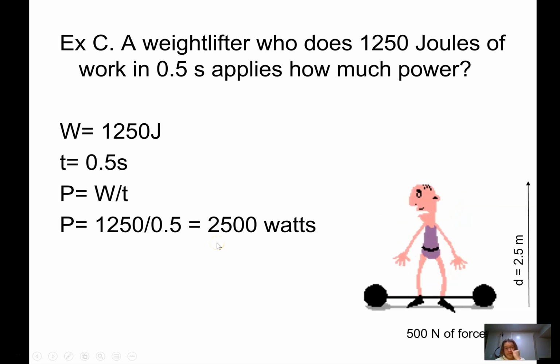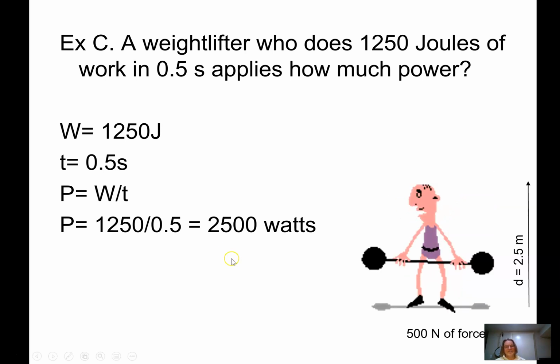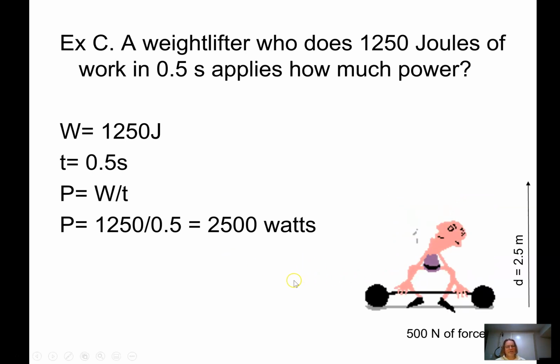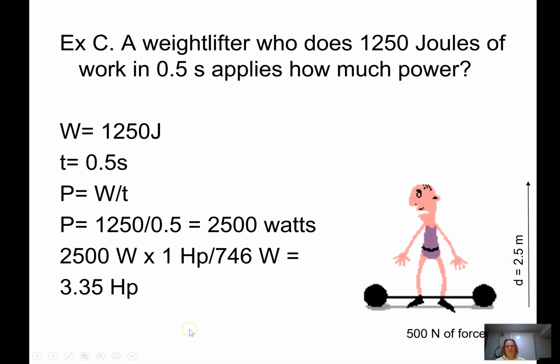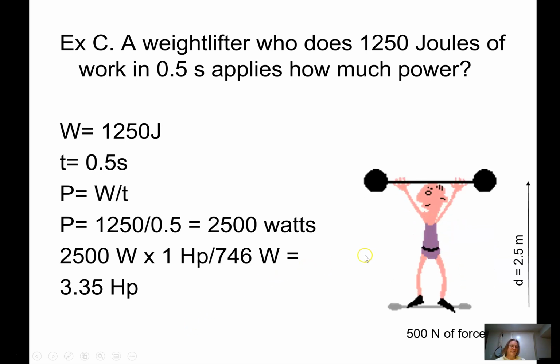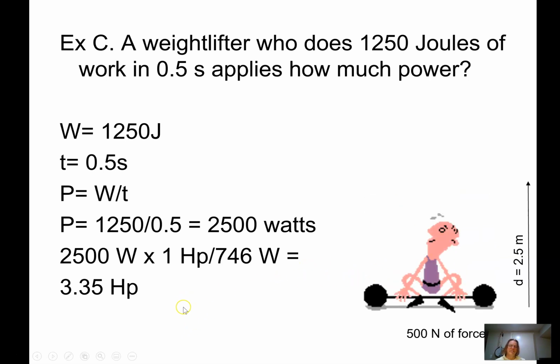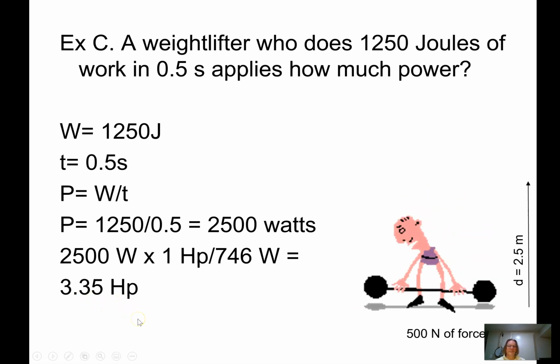Whoo! How many horsepower is that, everybody? Because remember, 1 horsepower is 746. That's a few horses. It doesn't look like it by looking at the dude, but that is, in fact, a 3.35 horsepower dude. We're going to see how your horsepower compares to this dude over here to see if you can produce 3.35 horsepower. Okay?